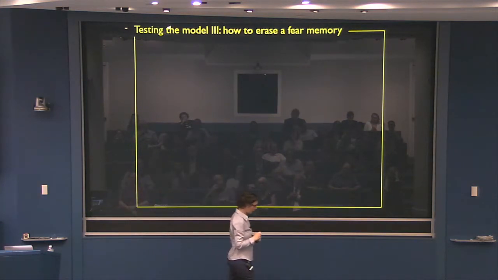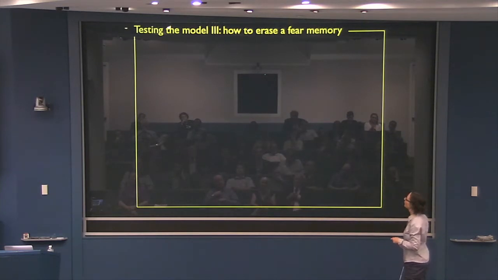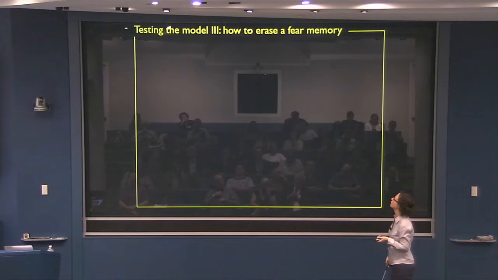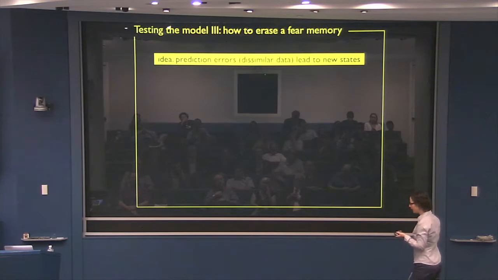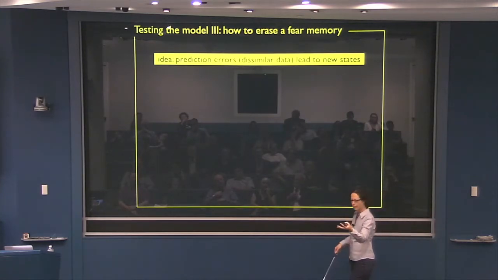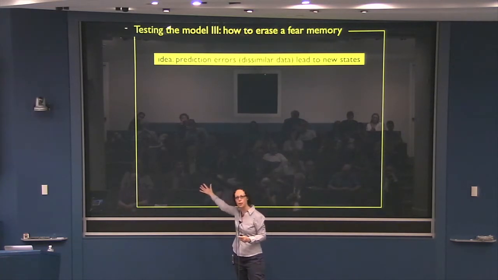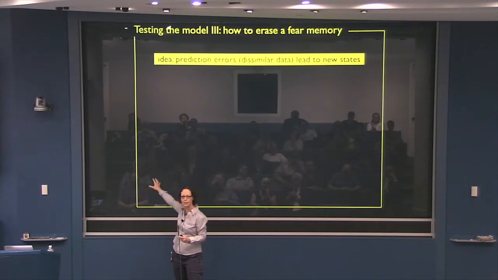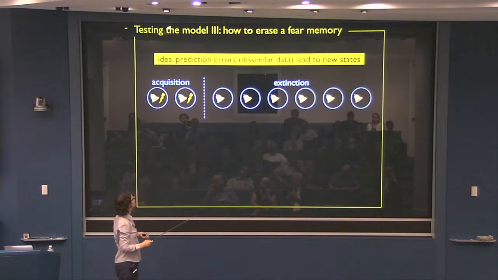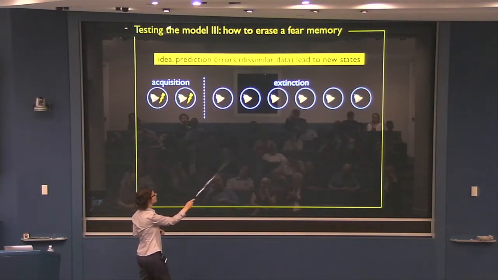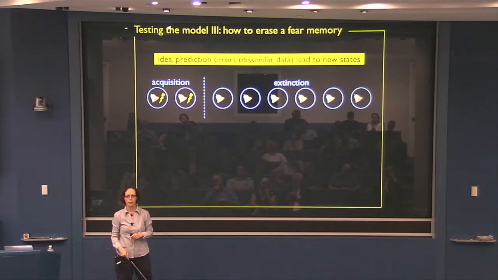So the last test of this model goes back to the rat and the shocks and the tones and says, okay, can we use this to actually erase a fear memory, which was the original thing that we wanted to do. And the idea is simple. If prediction errors, if dissimilar data that I did not predict, is what leads the animal to create this new memory, to create a new state, and move its learning to that state, well, first of all, that would explain why extinction doesn't really work, right? Why extinction does not overwrite that old memory, and we can see 30 days later that that memory comes back.